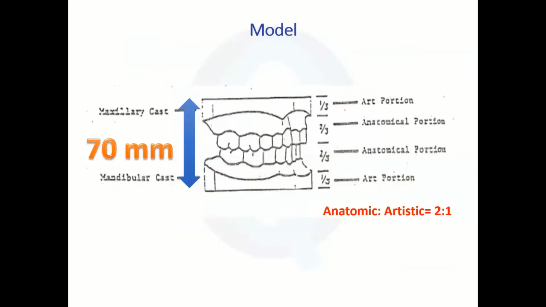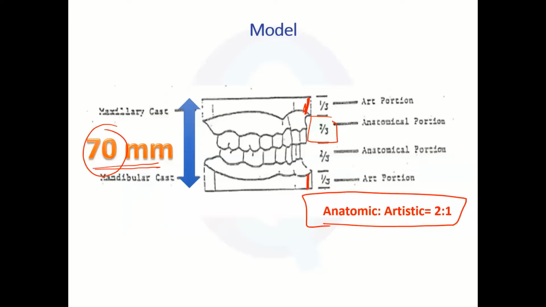Next, coming on to models, the usual height of the model is 70 mm. 2/3 is the anatomical part, 1/3 is the base. Anatomical versus base is 2:1. These are the questions that you need to just remember.